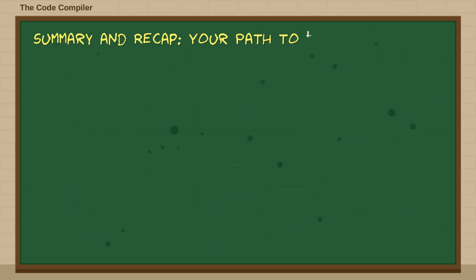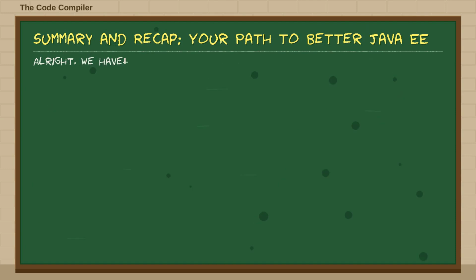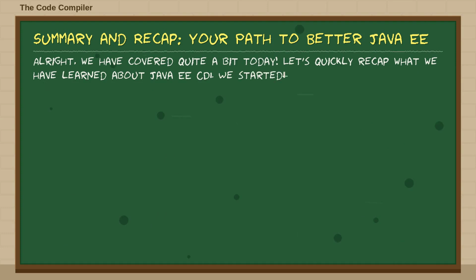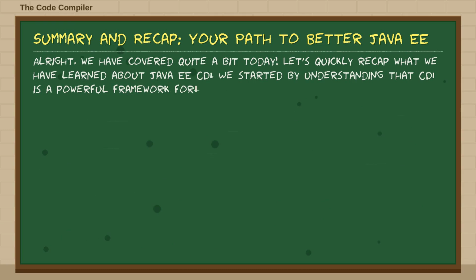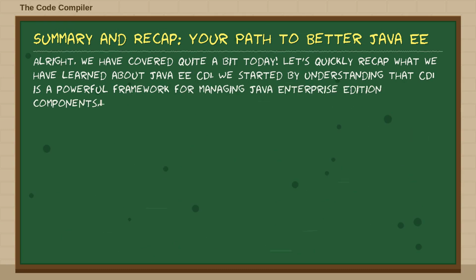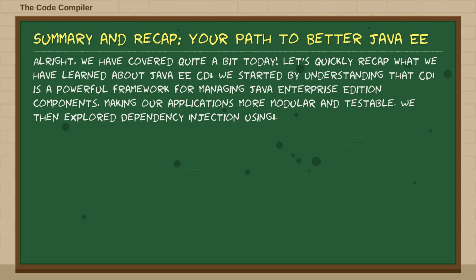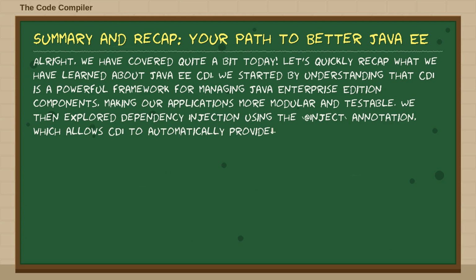Alright, we have covered quite a bit today. Let's quickly recap what we have learned about Java EE CDI. We started by understanding that CDI is a powerful framework for managing Java Enterprise Edition components, making our applications more modular and testable. We then explored dependency injection using the @Inject annotation, which allows CDI to automatically provide dependencies to our classes, reducing boilerplate code.